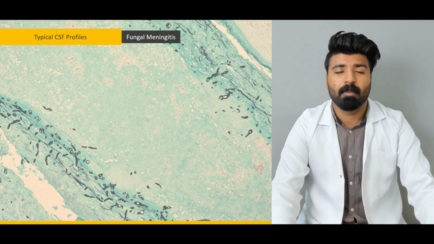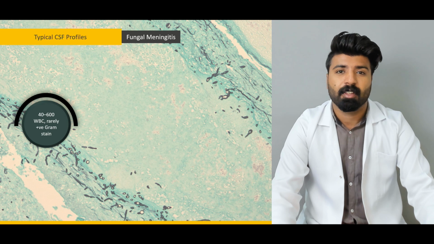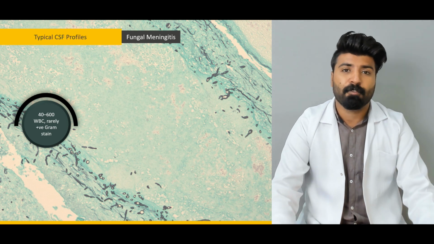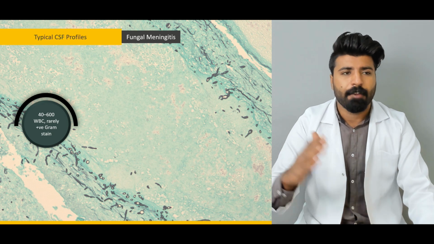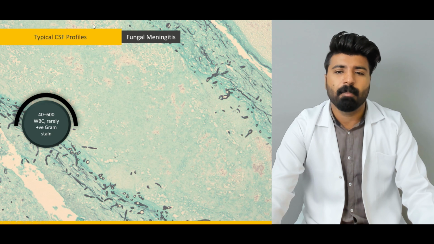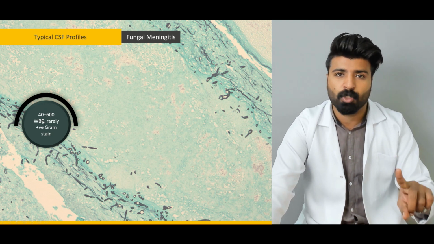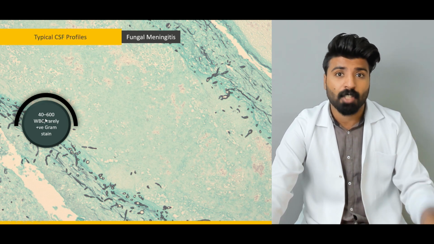Next on, we have fungal meningitis. What will the typical profile look like here? Right? We have basically three causes of meningitis. We have seen the profile of bacterial meningitis. We have seen the profile of viral meningitis. Now, if it's not viral and it's not bacterial, how will we know that it's fungal? So in fungal meningitis, what we see is 40 to 600 WBCs, not more than 1000. In both of the others, we had more than 1000.